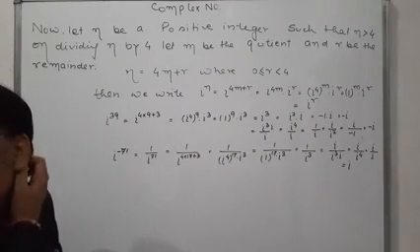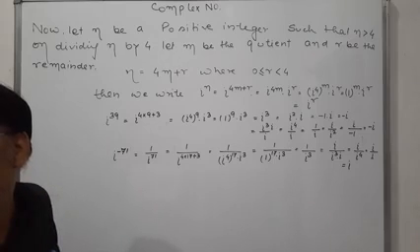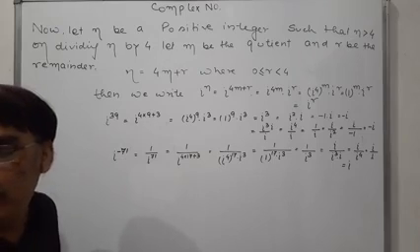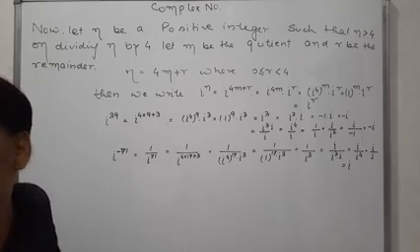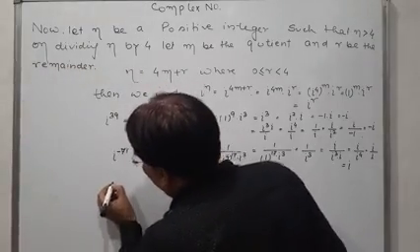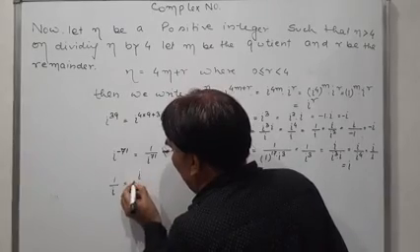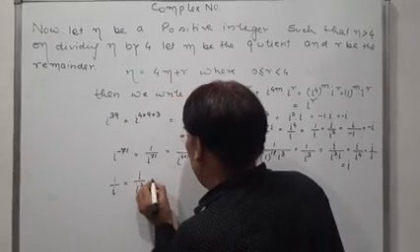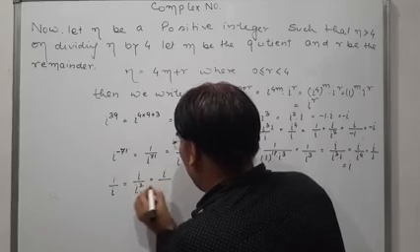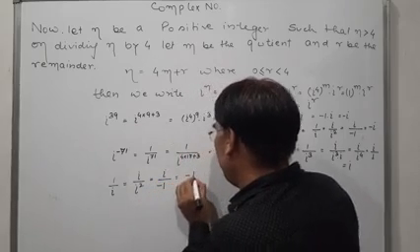Now we have to find out the value of 1 by i. So what we do, multiply i in numerator and denominator. So i upon i square, whose value is minus 1, then we get minus i.